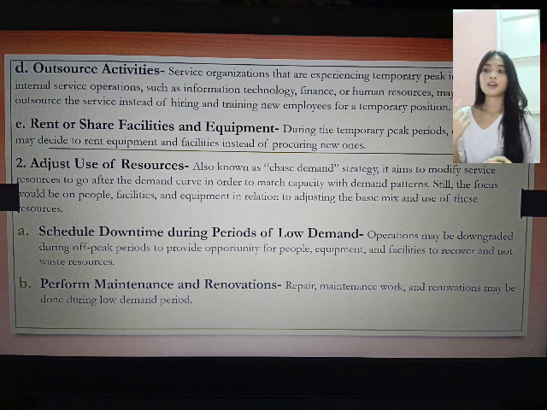Then the second one is adjust use of resources, also known as chase demand. A strategy that aims to modify service resources to go after the demand curve in order to match capacity with demand patterns. Still, the focus would be on people, facilities, and equipment in relation to adjusting the basic mix and use of these resources. Adjust use of resources.